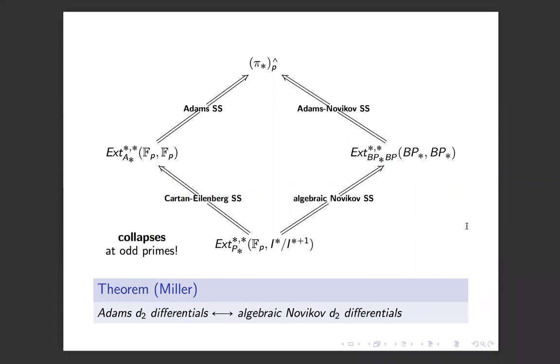And based on this technology, Hans-Miller proved what is now called the telescope conjecture at height 1 at odd primes. So later on in my talk, I'm going to give another proof of this theorem and also generalize to higher lengths, not just the d2, using motivic homotopy theory. Okay, so having that said, what is the state of the art?